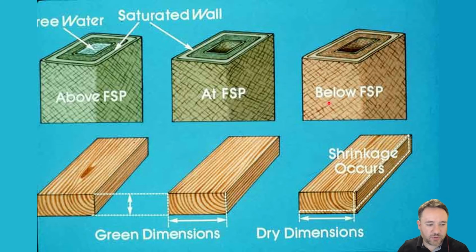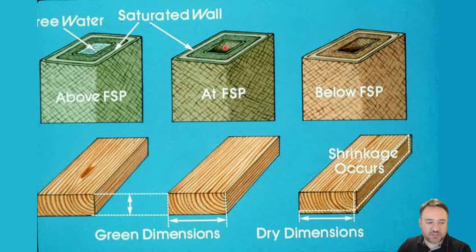So any bound water that we add or remove from the cell walls is going to change the dimensions of the cell walls. So we can add water, add water, add water. Cell wall gets bigger and bigger and bigger. At some point, it's going to reach a place where it can't actually physically soak up water anymore. And that point is called the fiber saturation point. It's the point at which the fibers are saturated with water.